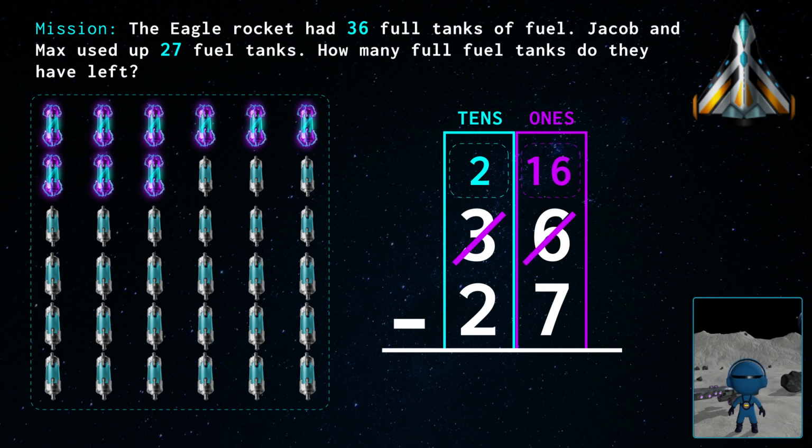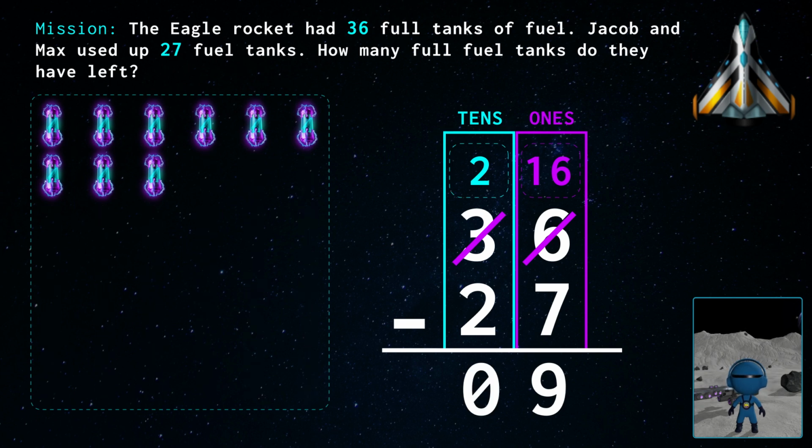We can now subtract the numbers in the ones column since the top number is greater than the bottom number. I know you Mathstronauts know the answer to this. What's 16 minus 7? That's right, 9. Now, let's subtract our numbers in the tens column. 2 minus 2 is equal to 0. We have a total of 9 fuel tanks left.